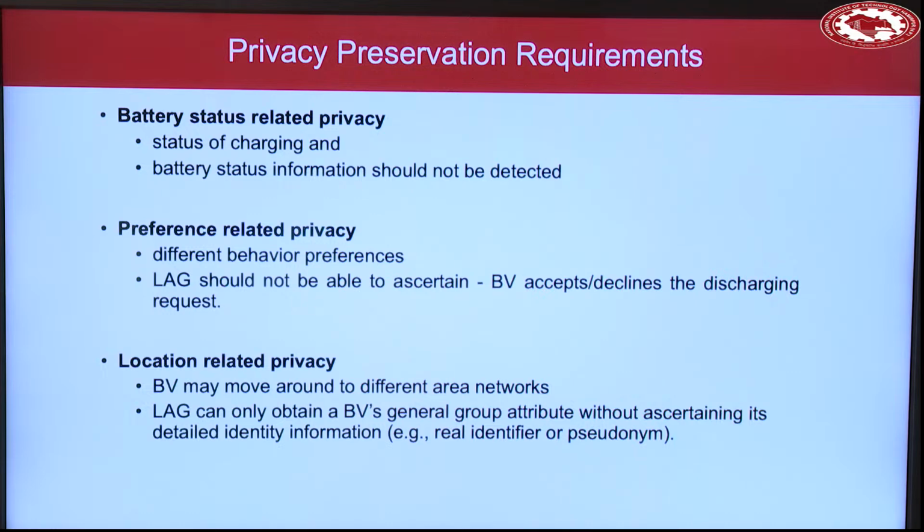So whatever decision you're making, the aggregator should not be able to learn anything. Not like, this person always comes and spends 15 minutes. They should not be able to identify who those people are and so on. Location related privacy: you're going to a particular spot, and your aggregator might capture that. The battery vehicle may move around different areas. The local aggregator can only obtain the battery vehicle's general group attribute without detailed identifiable information.